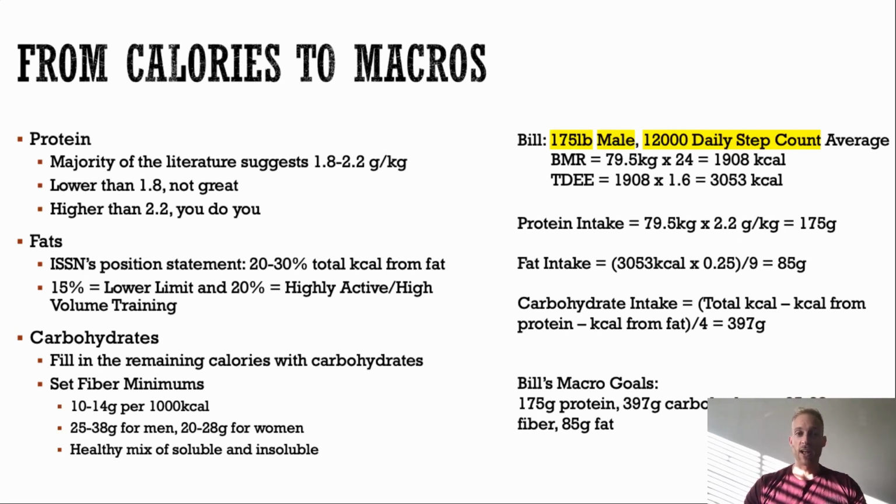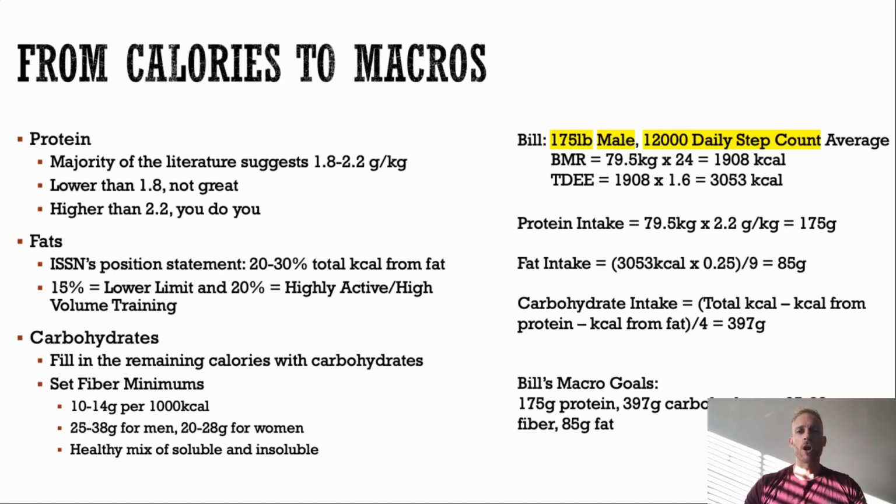Fat intake, we're going to go right in the middle. So 20 to 30 is what the ISSN says. Let's go with 25%. So 3,053, his total calories, times 0.25, and then you divide that by 9 calories in a gram of fat, and you get 85 grams of fat. His carbohydrate intake is going to be what's left. So total kcals minus the calories from protein minus the calories from fat, divide by 4 calories per gram of carbohydrate. That gives him 397 grams of carbohydrate.